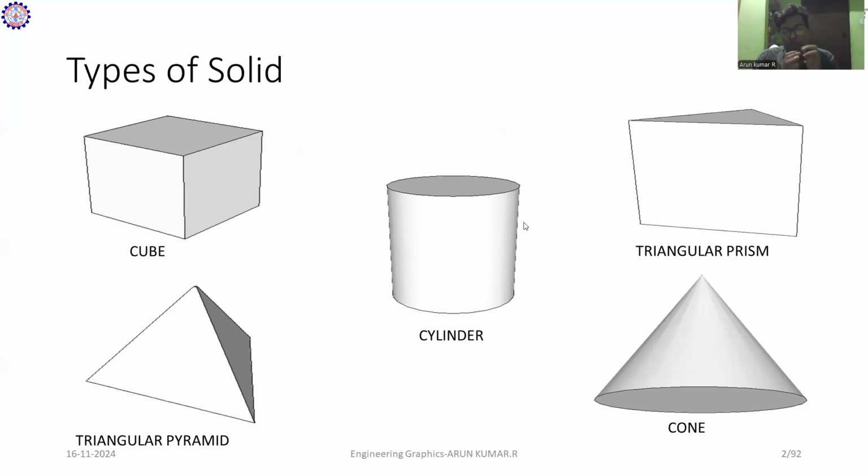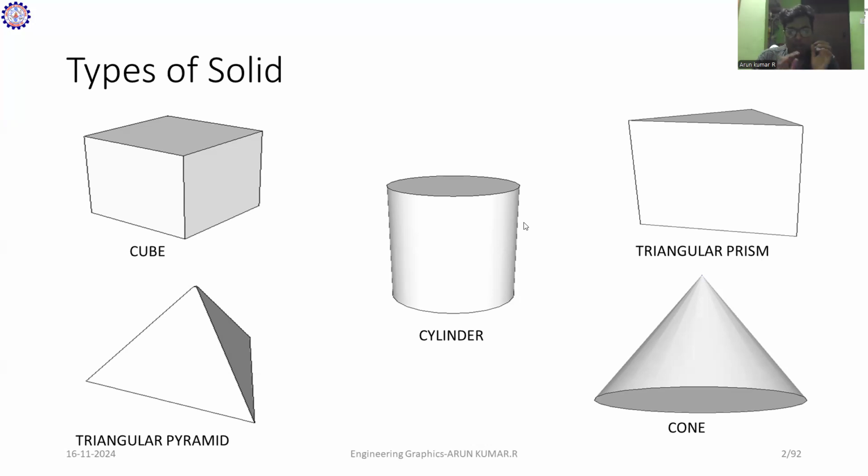First of all, the basic differences. Here we have a cylinder, cone, triangular prism, triangular pyramid, and the cube. There are different types of solids I have placed here, but apart from these there are many more solids. For example, I have taken two different cases here. Let's consider a cube as one example, and a triangular prism as another example.